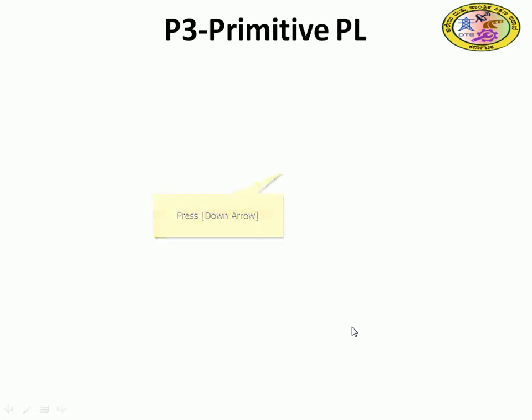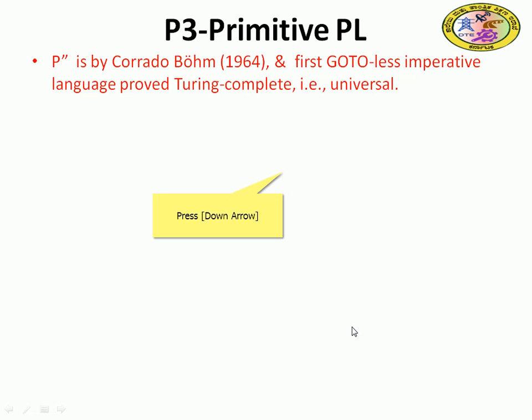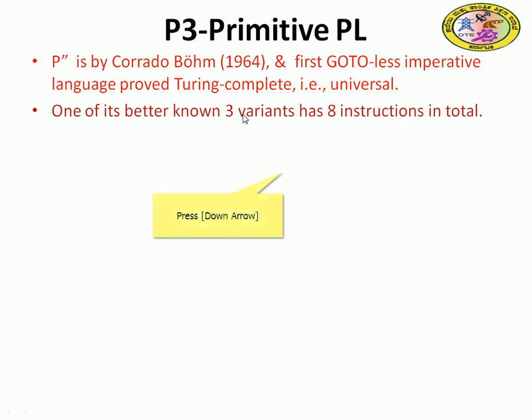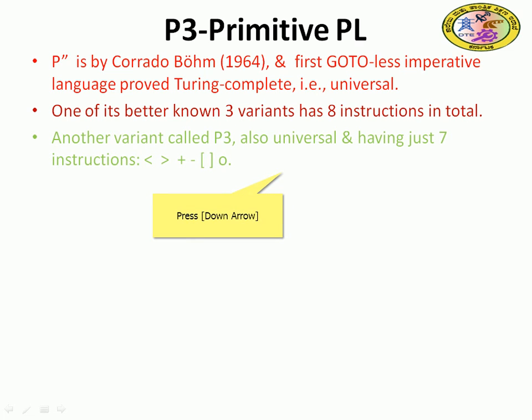Now P3, a primitive programming language. P'' was introduced by Corrado Böhm in 1964, the first imperative language proved to be Turing complete, so universal. One of its better known variants has 3 instructions in total. Another variant, called P3, is also universal and has just 7 instructions: less than, greater than, plus, minus, open square bracket, close square bracket, and a small o.